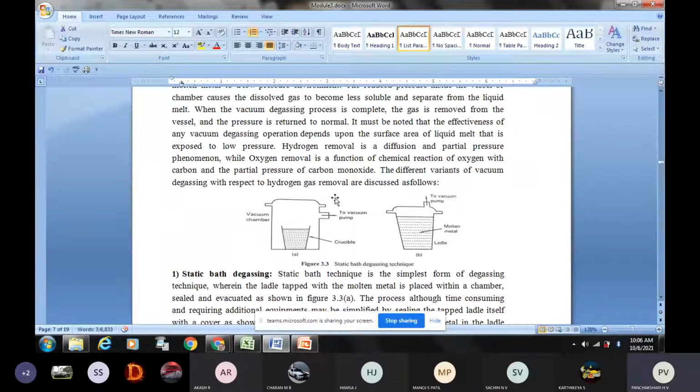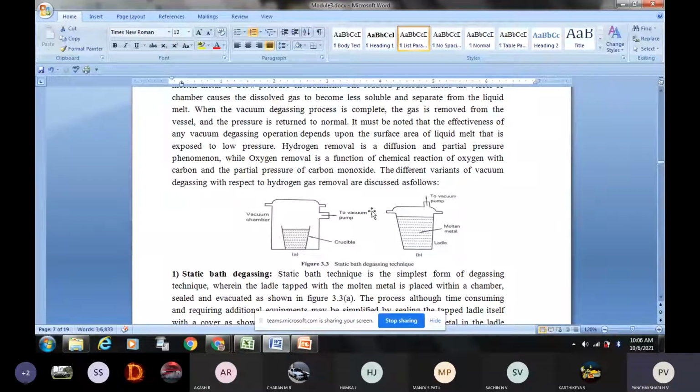So this is a special technique. Here different types of vacuum degassing techniques are there. Let us study one by one all those things. So now one simple example you can see, that is one important type of vacuum degassing technique, static bath degassing. What is the meaning of static bath?